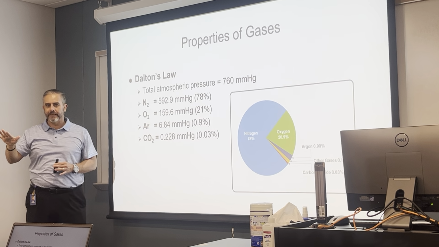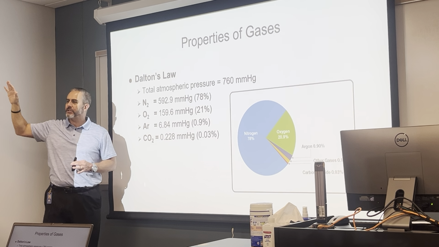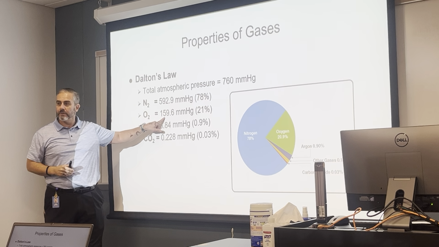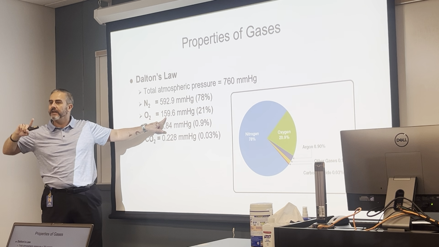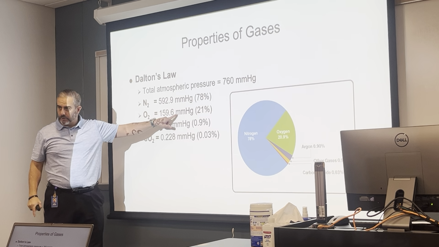Don't quote me on the number right now. I'm going to look that up. But it's 600 and something. Well, how much oxygen is in Denver? Well, it's 21% of that number. So it's still going to be 21% oxygen and still 78% nitrogen.